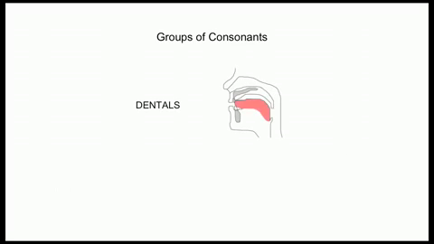The next group of consonants are called dentals, and they are fairly easy to pronounce. Here the tongue comes up against the back of the teeth, which are slightly parted. The dentals are pronounced as follows: t, th, d, dh, n.